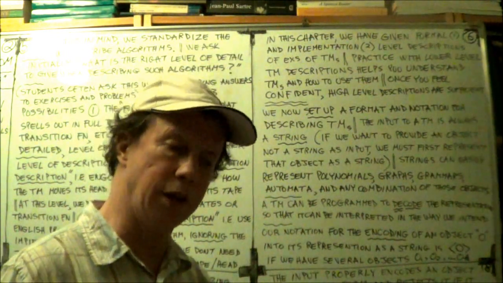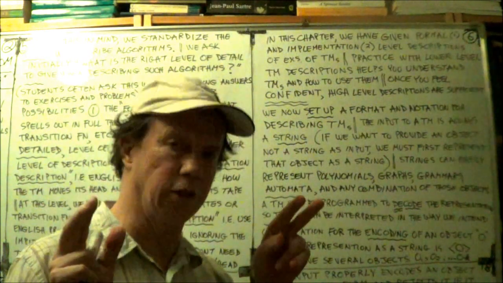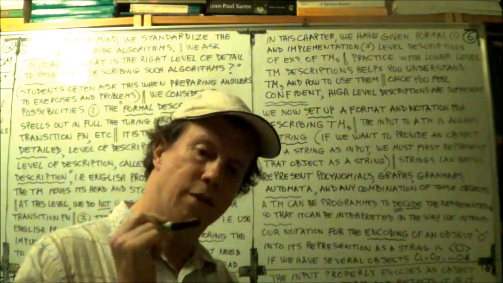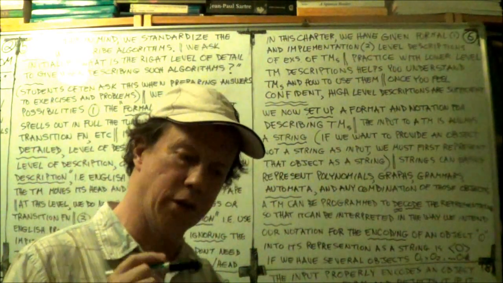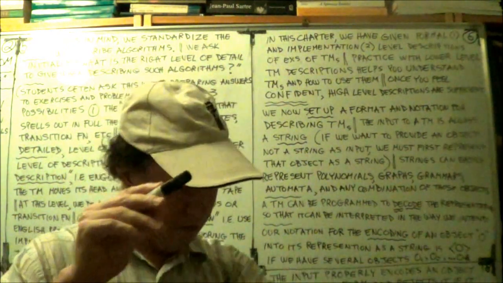Because you need to do that. You need to, in a sense, translate what the mathematical object is into the string. And then you can have the Turing machine, just a minute.